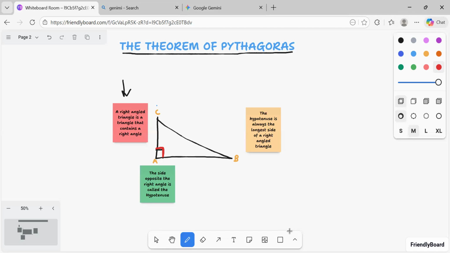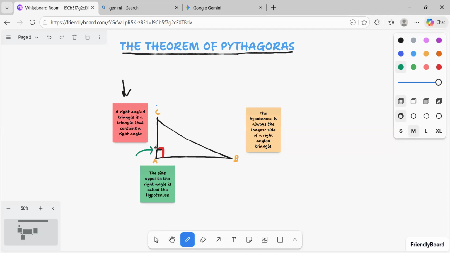Then the second thing that you need to take note of is the point that I wrote in green: the side opposite the right angle is called the hypotenuse. You can see here that this is the right angle in red. So that angle there is the right angle, and the side that is opposite to that right angle is what we call the hypotenuse.